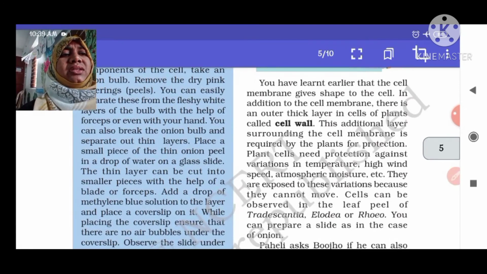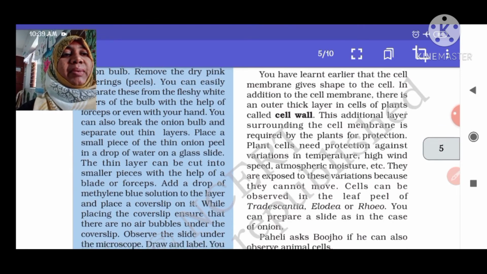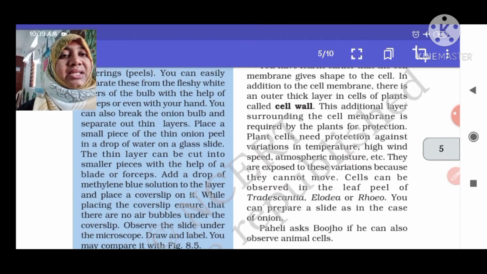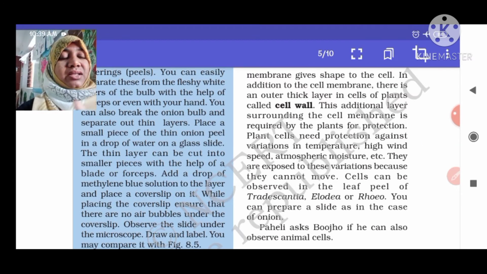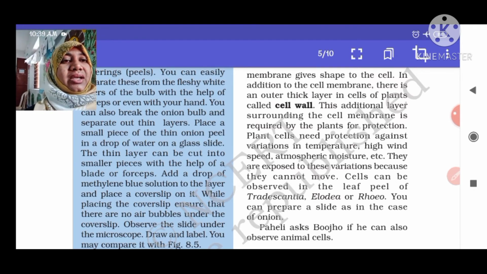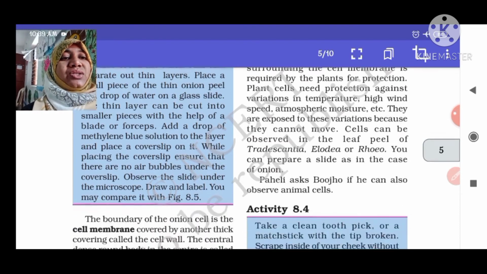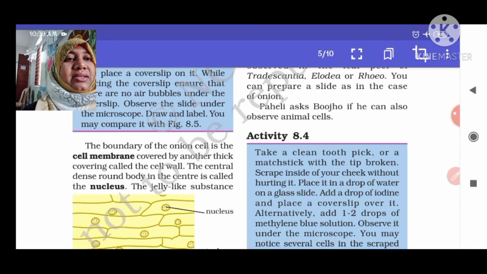You have learnt earlier that the cell membrane gives shape to the cell. So the shape is given by the cell membrane itself. The plants are like this, the leaves are like this, so specifically the shapes. Now the next thing is the cell wall. Cell wall is an additional part which is present only in the plant. I told you the reason why it is necessary.